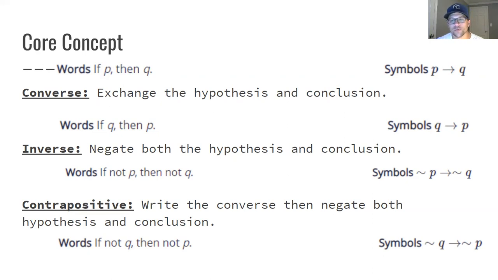So you're going to first write the converse. Starting with if P then Q, you're going to swap the order so it becomes the converse, if Q then P. Then you are going to negate it after it is swapped, so it would read if not Q, then not P. And the symbols for all of those are on the right, again using the arrows with the P and Q and the negation symbols in front where it applies.